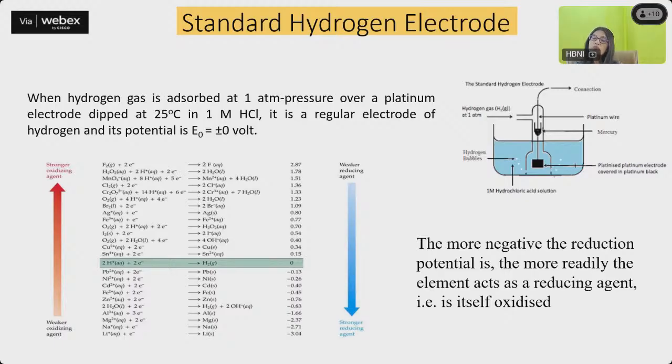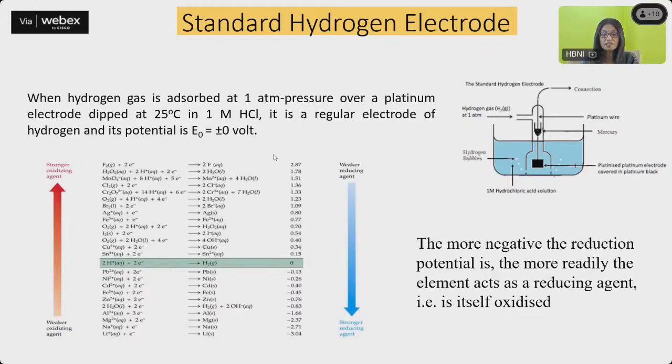Now, something which you have to remember is that in a voltaic cell or galvanic cell, what you have is a spontaneous reaction. So what exactly is the spontaneous reaction? This depends on the placement of your particular metal as per their reduction potential. The more negative the reduction potential is, the more readily the element is going to act as a reducing agent. That is, it itself is going to get oxidized. So if we look into this entire series over here, as you move from top to bottom, the reducing power of the material is increasing.